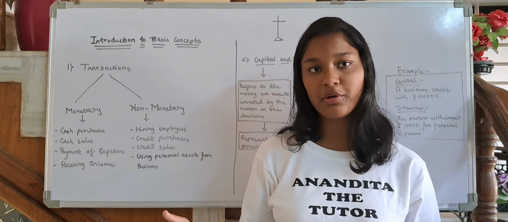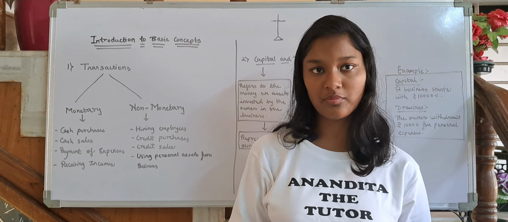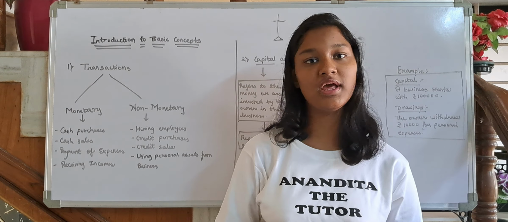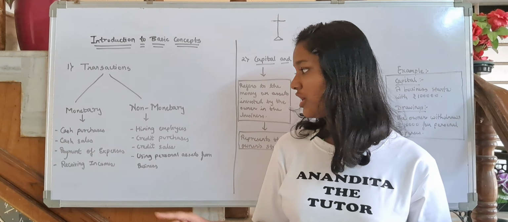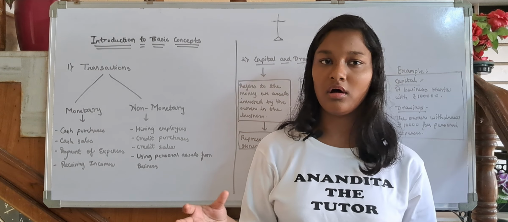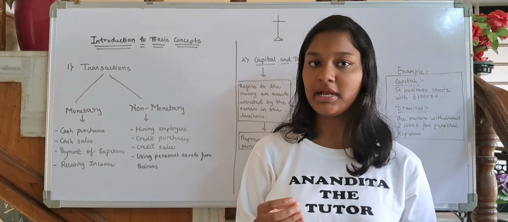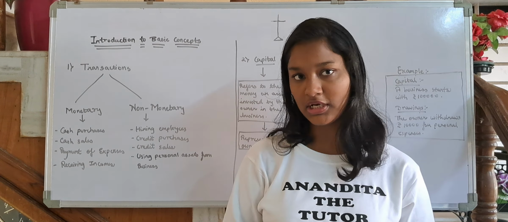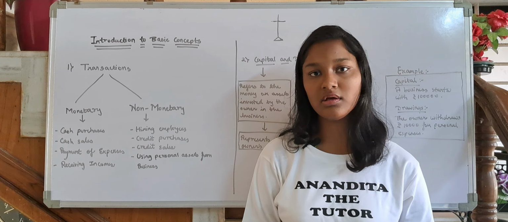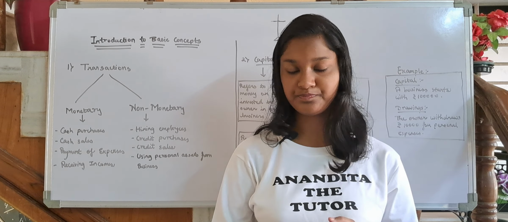Similarly, for the shopkeeper, it was a cash sale, because he sold the goods to me and he received money. So cash sales are also a monetary transaction. The third one is payment of expenses. I pay expenses, for example rent or electricity bill or whatever. So it includes money, so that is a monetary transaction. The last one is receiving income. I receive some money, so that is a monetary transaction.